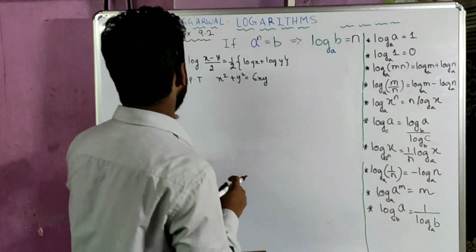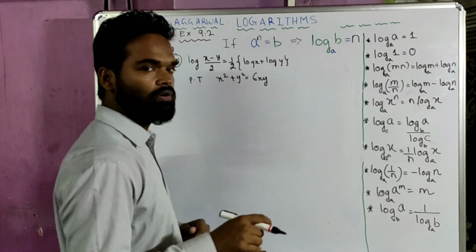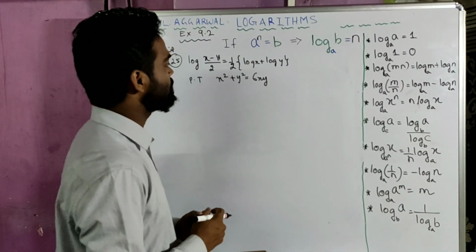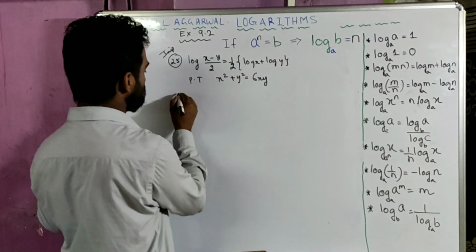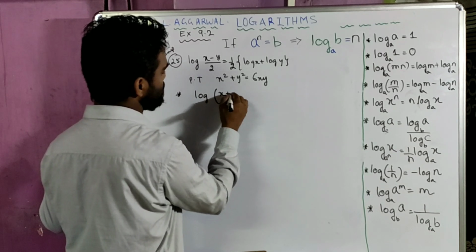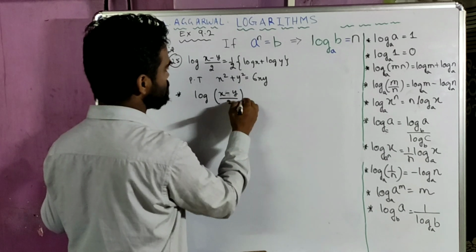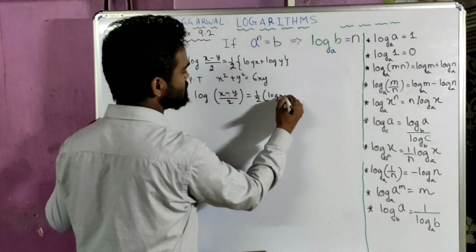Look at sum number 25, very interesting. Given log of (x minus y) by 2 equals half of (log x plus log y), prove that x square plus y square equals 6xy. Now we'll start from here and try to get this equation. How? Just look over here.